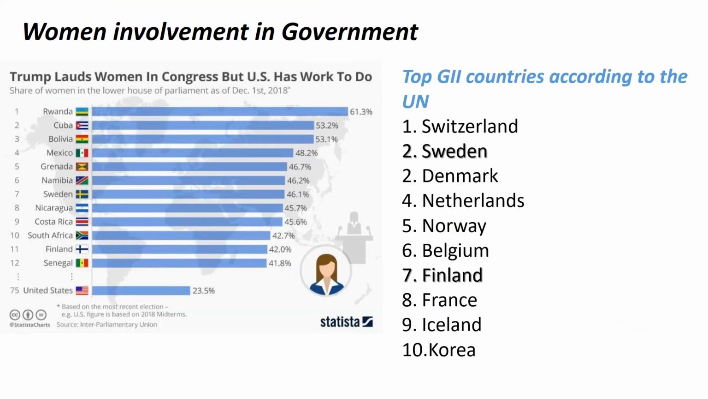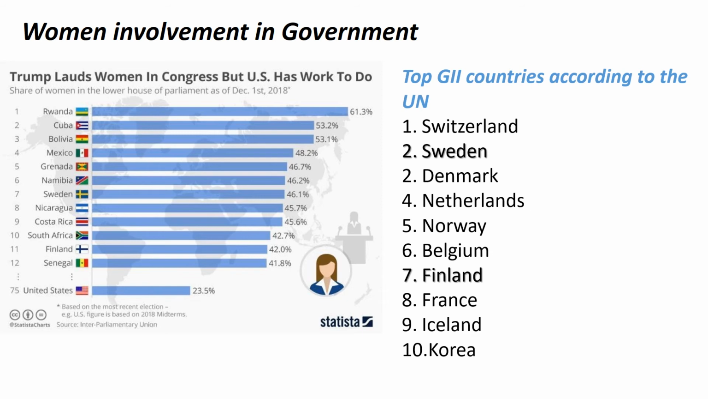And then finally, women's involvement in government. If you look at the chart, it says 75, we're in 75th place compared to some of the other countries. But this is a little misleading, so what I did too is put the top GII countries according to the UN on the right. Notice how only two of the top GII countries are actually on this chart. So I wouldn't let it sway you so much on this one. Yes, we do want more women in government, but let's not use it as the only indicator of inequality in the countries, right?